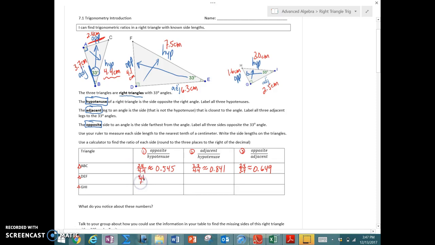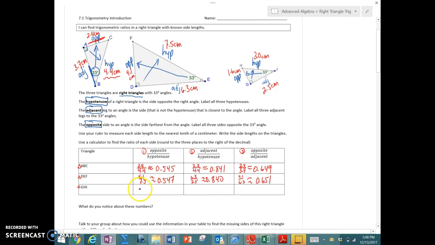So for your first ratio here, you should have gotten 0.547. For the second ratio, I got 0.840. And for my third ratio, I got 0.651.